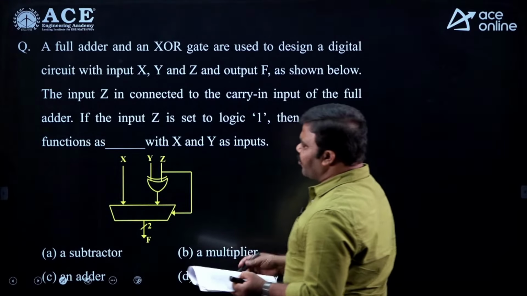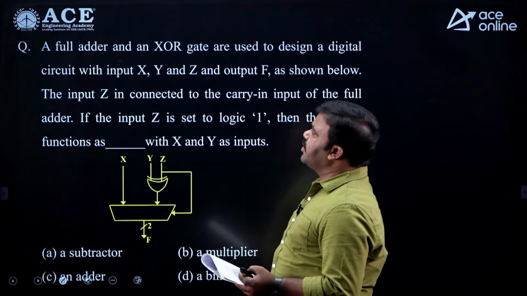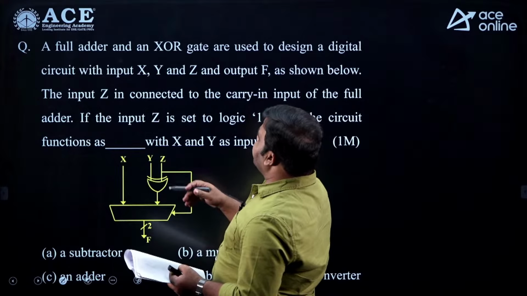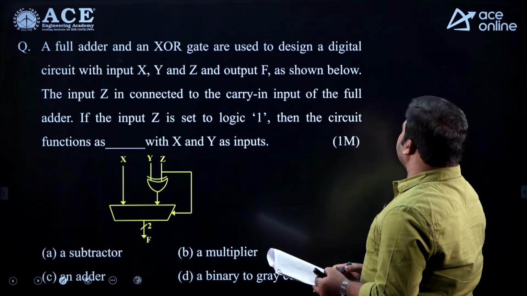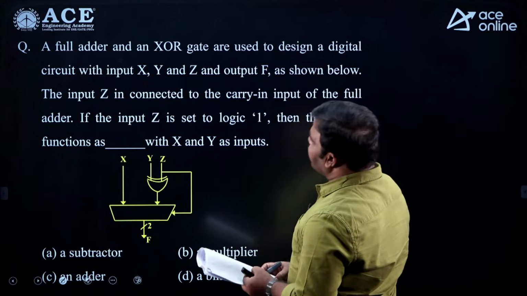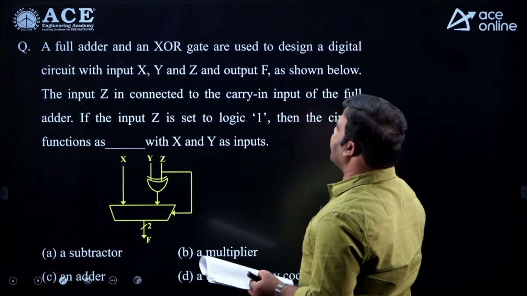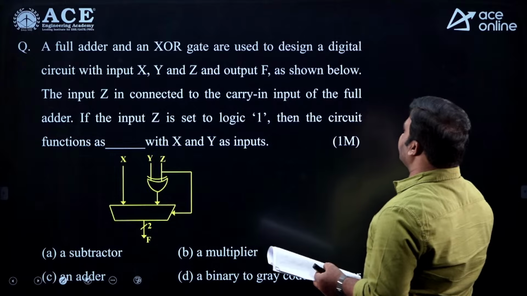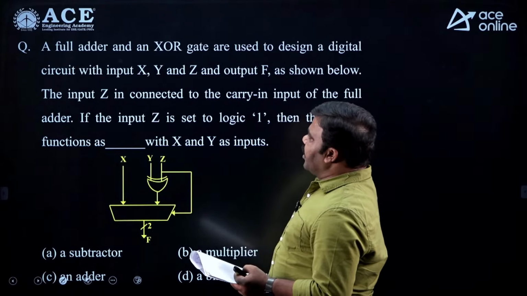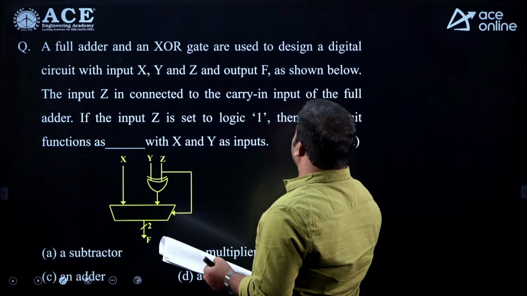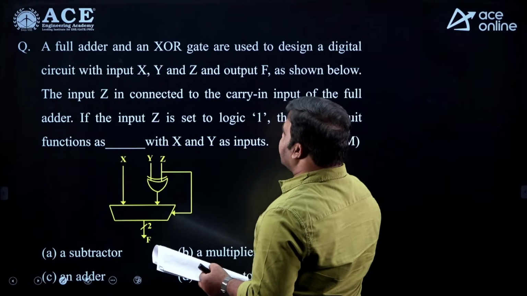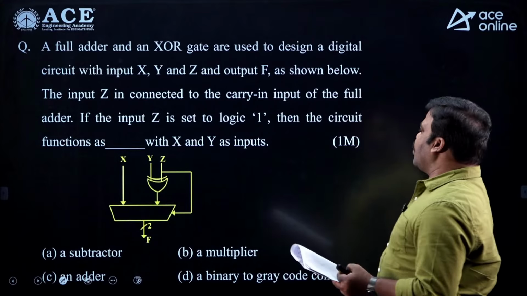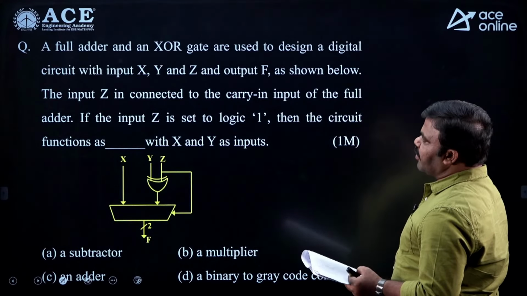It is a very simple question directly from our discussion. A full adder and XOR gate are used to design a digital circuit with inputs X, Y and Z and output F as shown below. The input Z is connected to the carry input of the full adder. If the input Z is set to logic 1, then the circuit functions as.